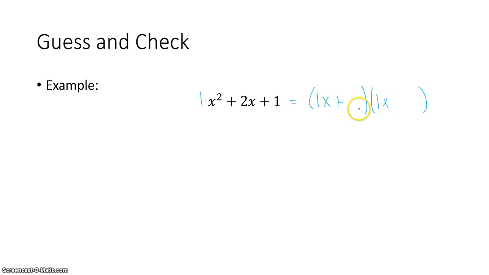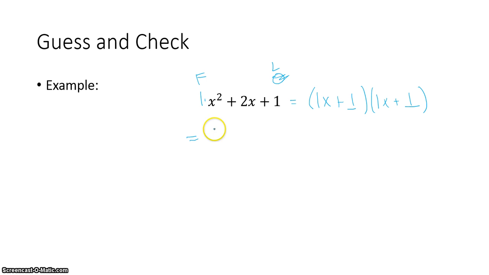Because if we were to FOIL this back out, we would need to be sure that we get x squared as our leading term. Now, all that's left for us to figure out is what are these next two terms. So we know it's going to be x plus something times x plus something. Well, we also know that our last term is going to need to be 1. Now, what two numbers can we multiply together to get 1? Let's try a 1 and 1.